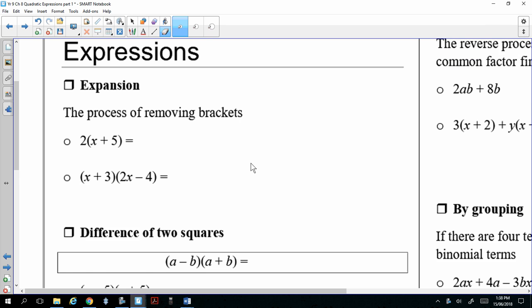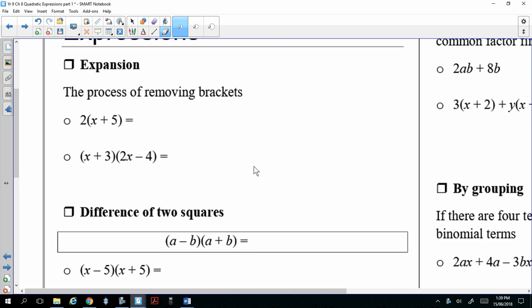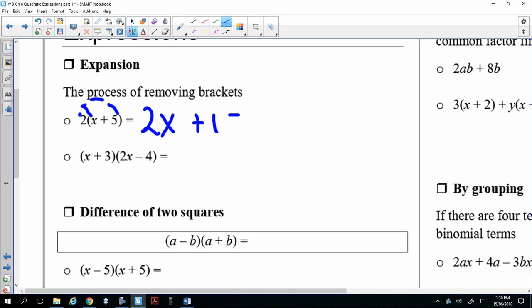So we first started the chapter with expanding brackets. So we're going to expand this bracket. We get 2 times x is 2x, 2 times 5 is 10. So the answer is 2x plus 10. So that's an easy expansion.